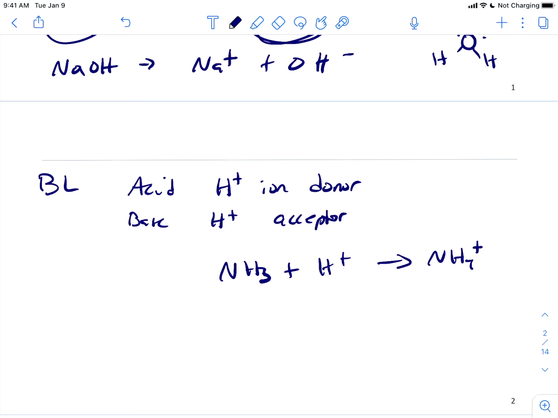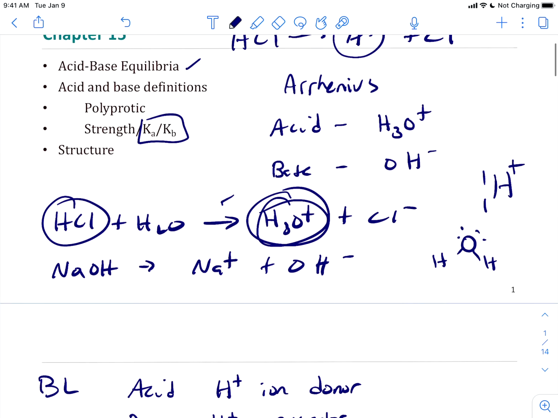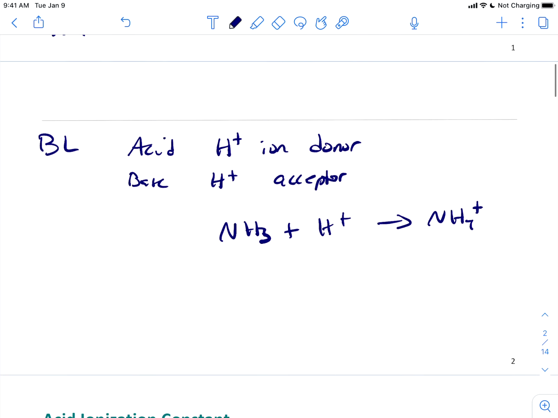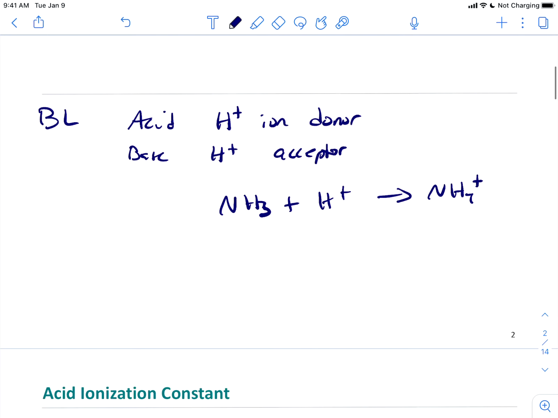Okay. Now, what it actually does in solution is slightly different: it actually steals that from water and generates the hydroxide. But there's other species that can pick up hydrogen ions without generating a hydroxide. I don't want to go into this right now. So this is just a better definition.